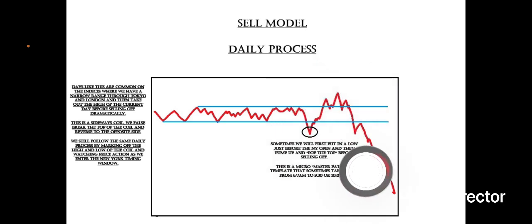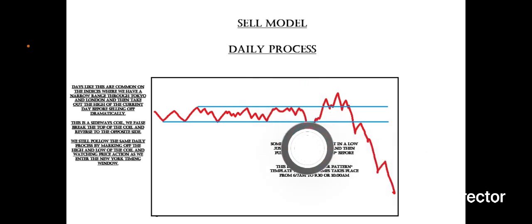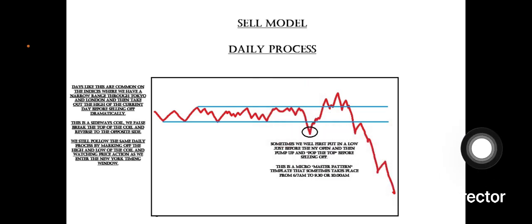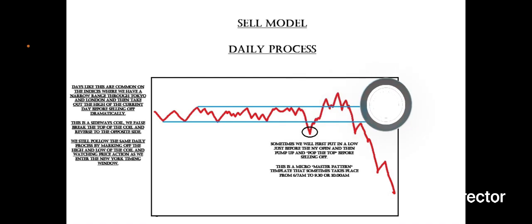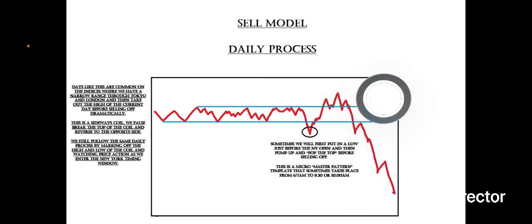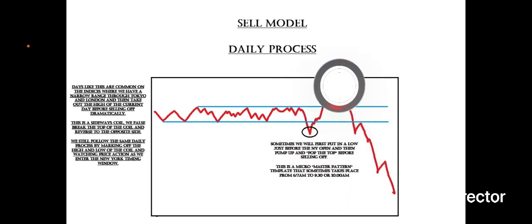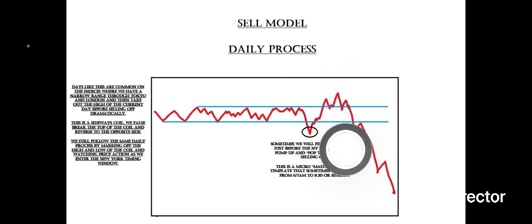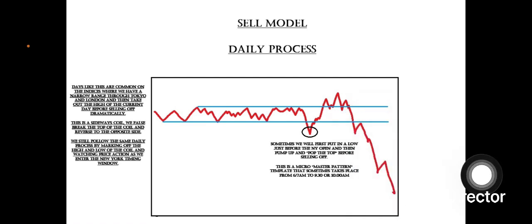And then this little extra tidbit here. Sometimes we will dump down just before the session and put in a low, okay? And then when New York opens, we pump up and pop the top. That's what I call it. We pop the top before selling off. And this right here is sort of like a micro master pattern template, right? Where we have a peak formation low, peak formation high, lower lows for a pump and dump type of scenario in that session. All right.